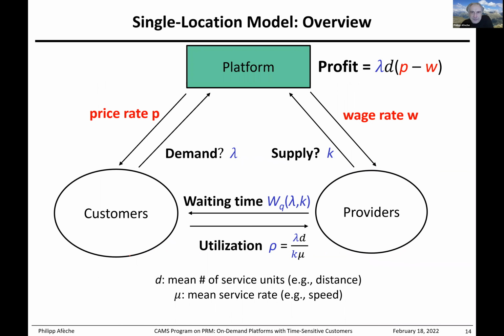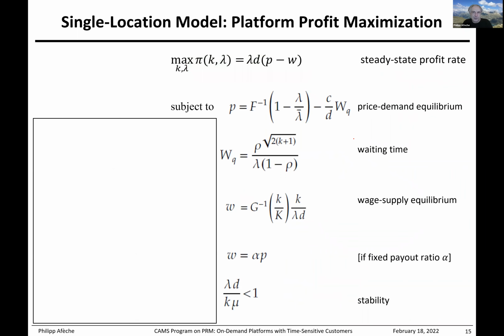Okay, finally, the platform is going to maximize this profit, but keeping in mind that the price is going to affect the lambda. The lambda is going to affect the utilization, which is going to affect the supply, which is going to affect the delay, and the wage is going to affect this, and all these things. So bottom line, the problem looks like this.